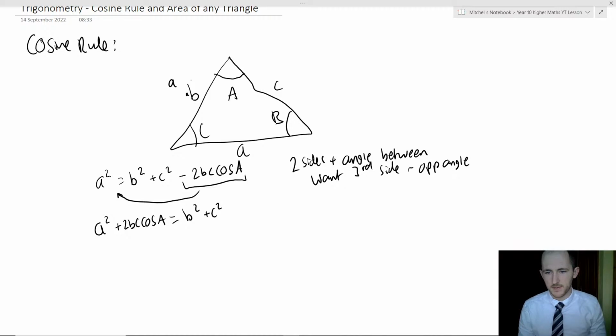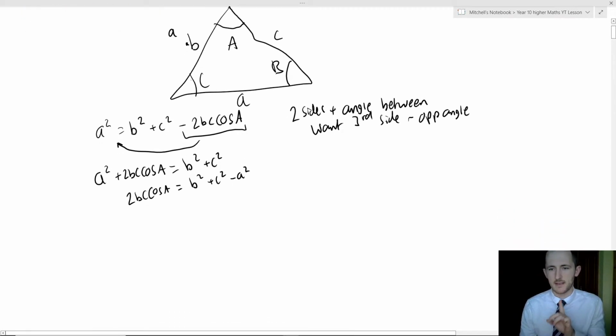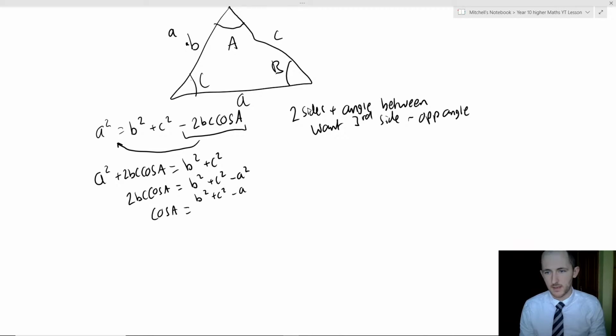Minus a squared from both sides gives me 2bc cos A equals b squared plus c squared minus a squared, and this is where the order is going to matter. Divide both sides by 2bc and you get cos A equals b squared plus c squared minus a squared, over 2bc. And this is when you have 3 sides and want an angle.